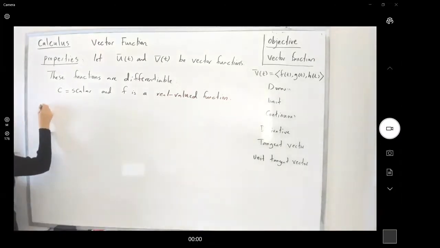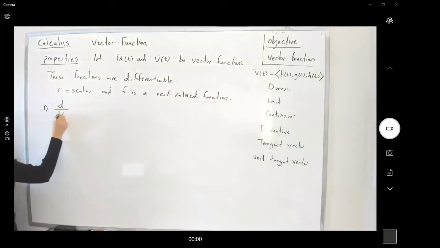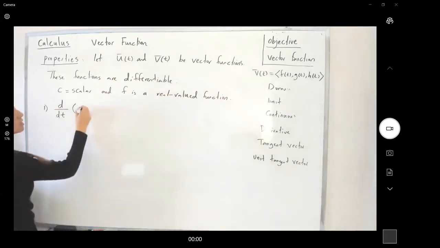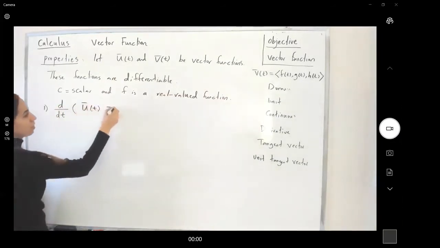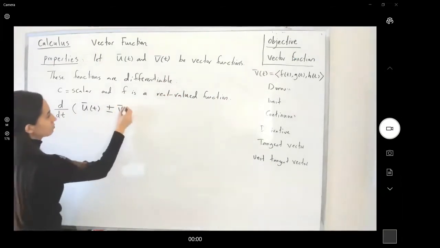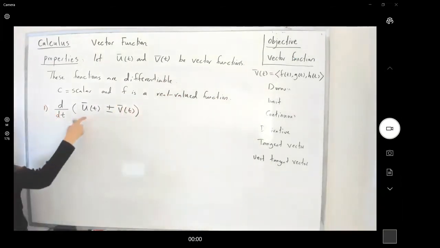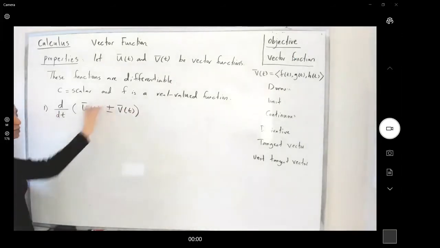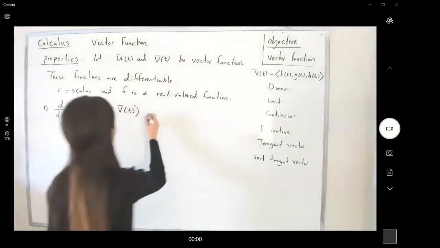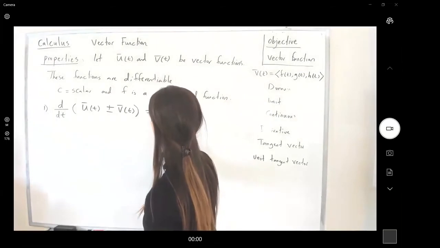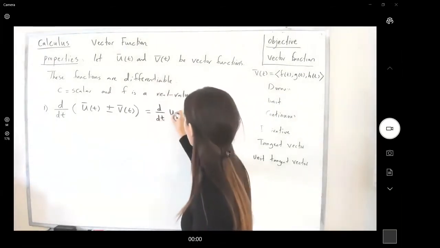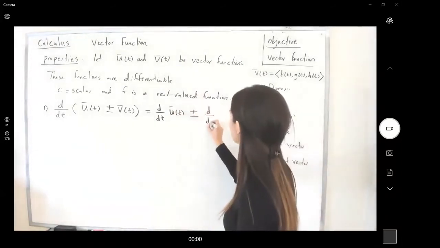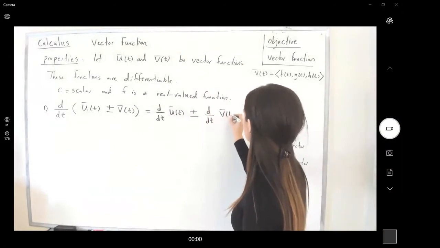If you differentiate the sum or difference of these two functions, u of t plus or minus v of t, it means that we differentiate these functions respectively and add or subtract the results. This is equal to d/dt of u of t plus or minus the derivative of v of t.